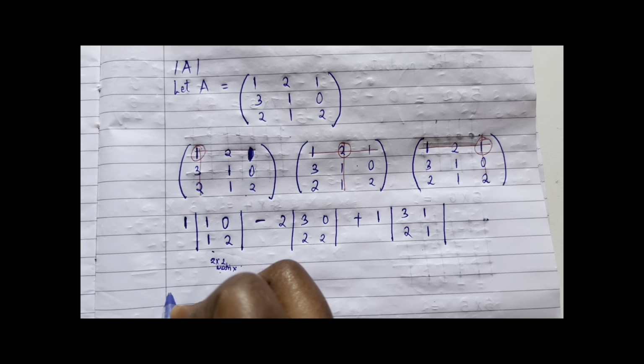So we'll have 1 times, the one that is outside, then 1 times 2, let me put a bracket there, minus 0 times 1. That will be 1 into 2 minus 0, so that's 2. Then minus 2 in brackets, 3 times 2 minus 0 times 2. So that will be minus 2, 6 minus 0. So we'll have 2 times 6 is 12.